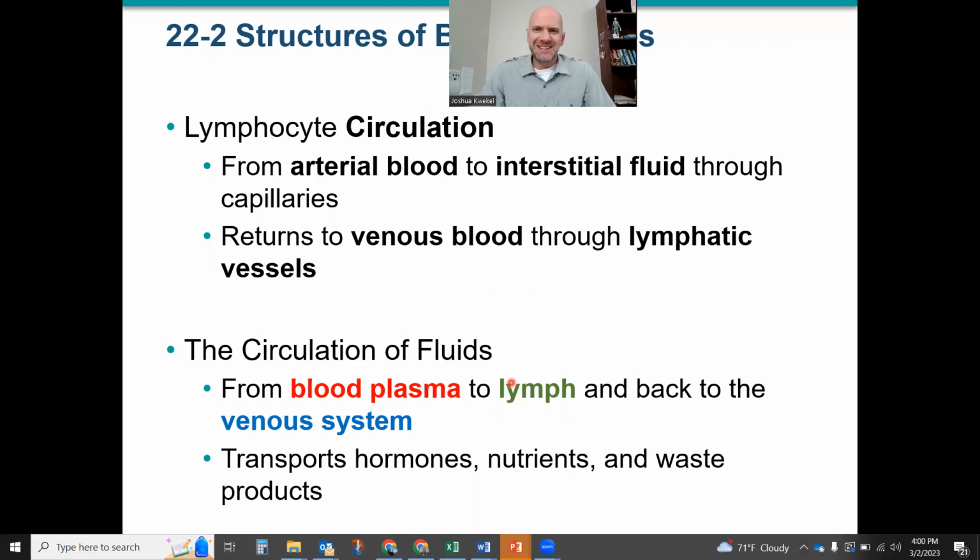I'm supposed to be at a meeting right now and I missed it. It's okay. Pressing on. Lymphocyte circulation.